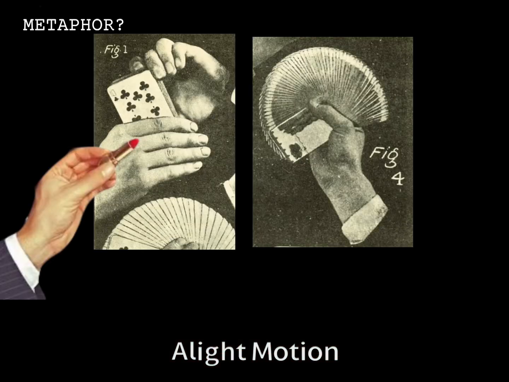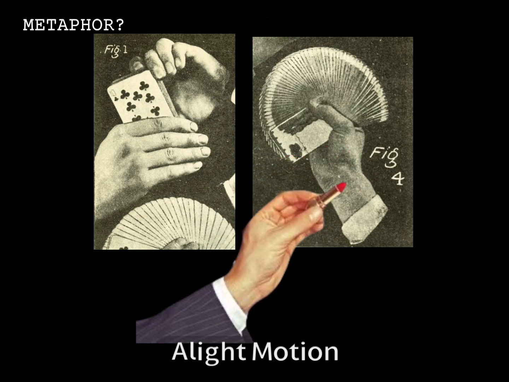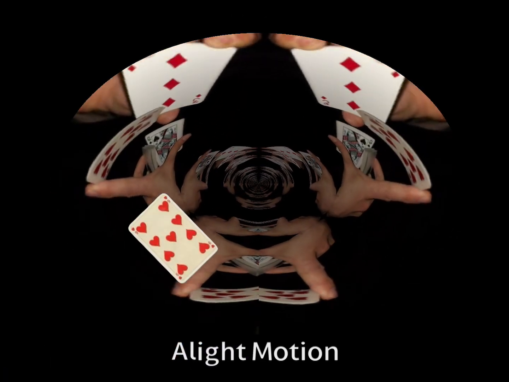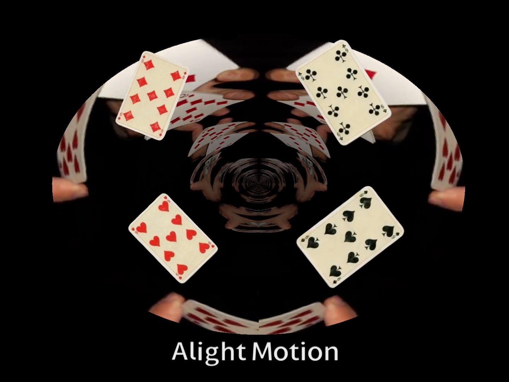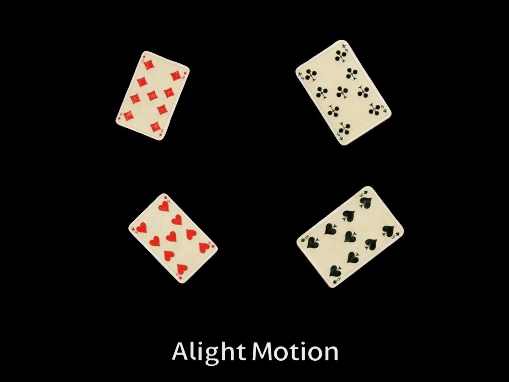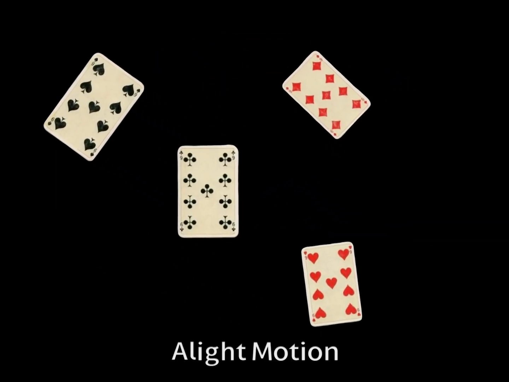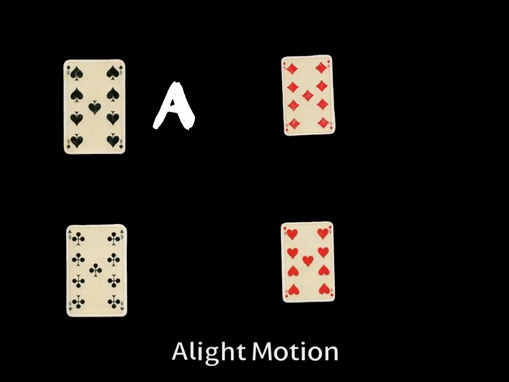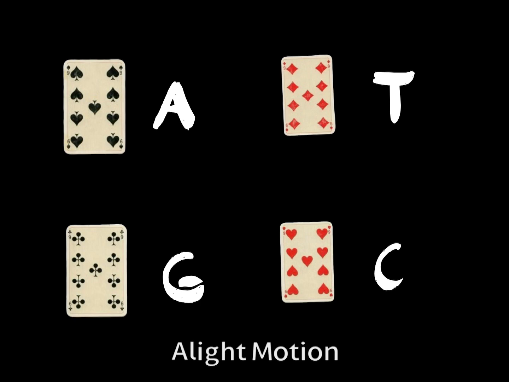In the metaphor's case, aka our deck of cards, think of the 4 card suits: hearts, diamonds, clubs, and spades, as the 4 nucleobases, aka our dNTPs. In this case, adenine is going to be represented by the black spades, guanine by black clubs, thymine represented by red diamonds, and cytosines by red hearts.